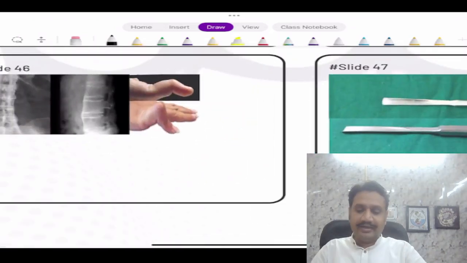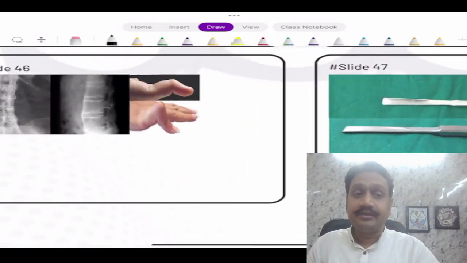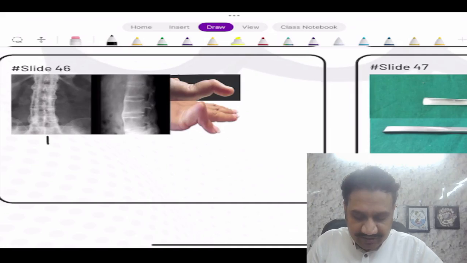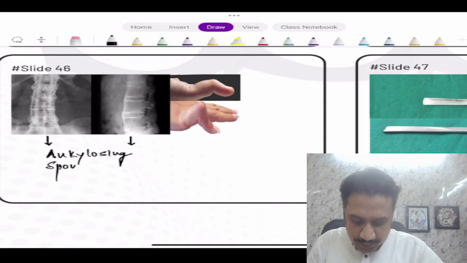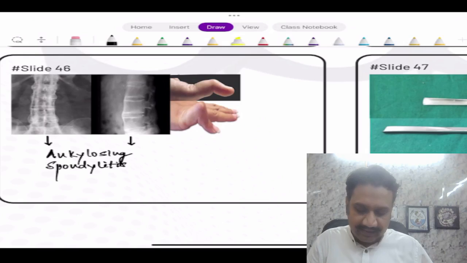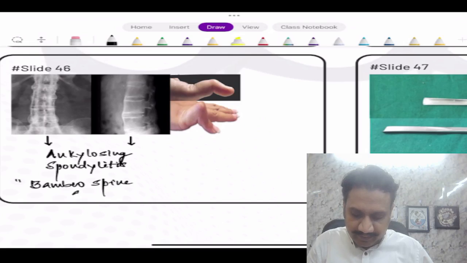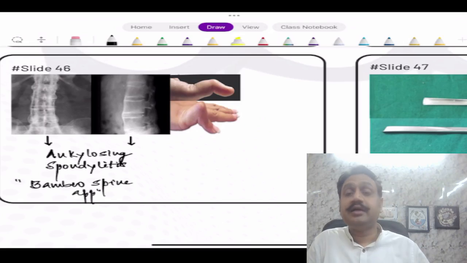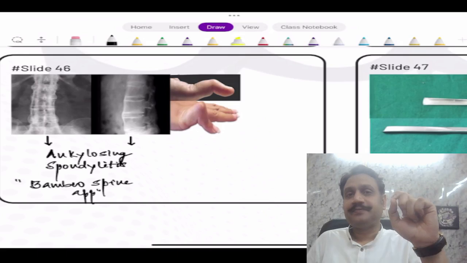Okay, next one is the deformity like this in joint disorders. If you get this kind of picture where you see all the vertebrae are fused with each other, what do you call that condition? This is the ankylosing spondylitic feature. What is that feature called? When all the vertebrae are fused like that, it is called the bamboo spine appearance. Where do we see that? In cases of ankylosing spondylitis, right?